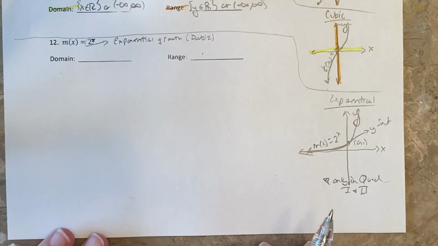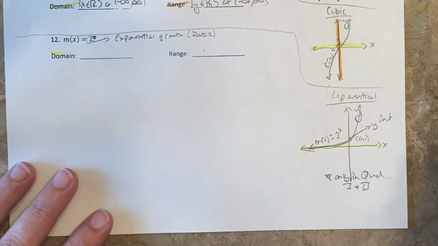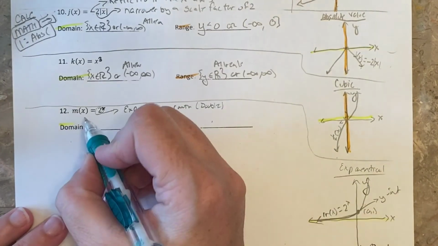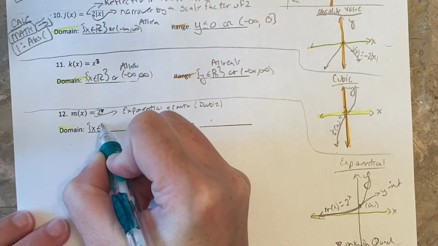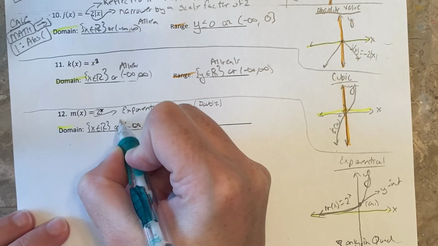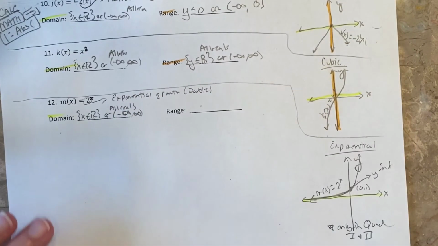All right, so we said exponential growth. So let's do our domain. So domain is left to right. So left to right, this means going to the left, going to the right. So that's going to be all reals. So we're going to have x ∈ ℝ, or negative infinity to positive infinity. And again, this is all reals.